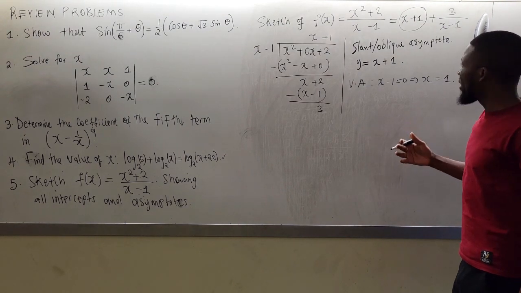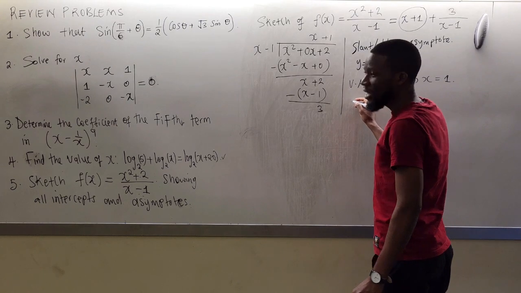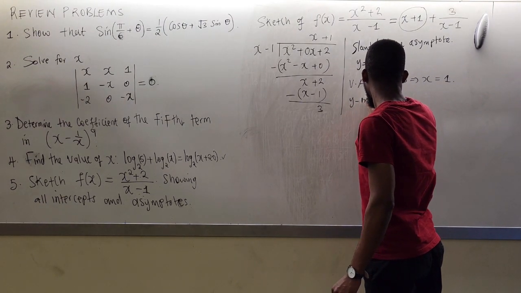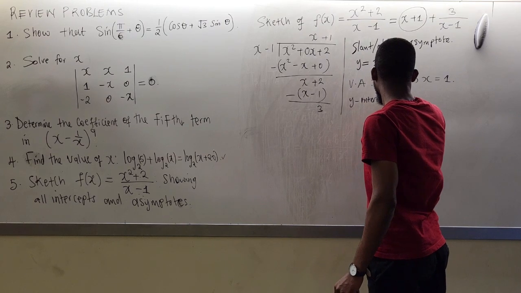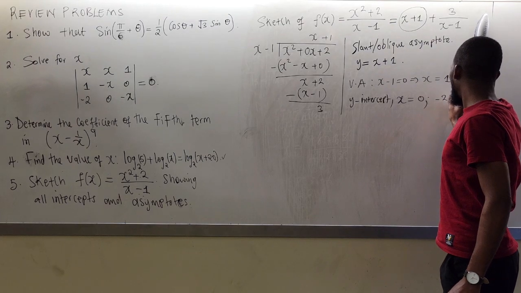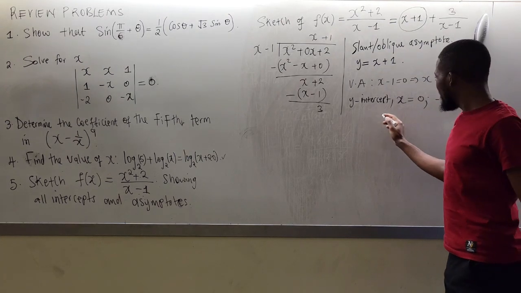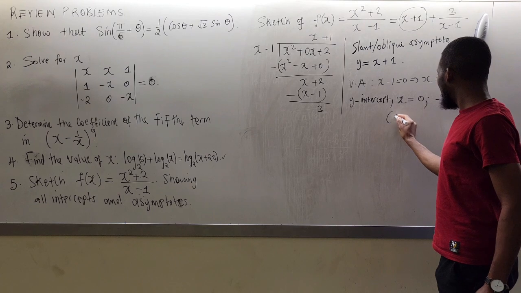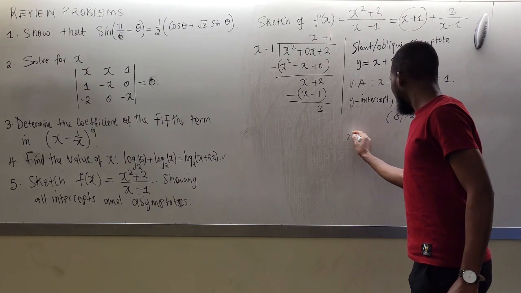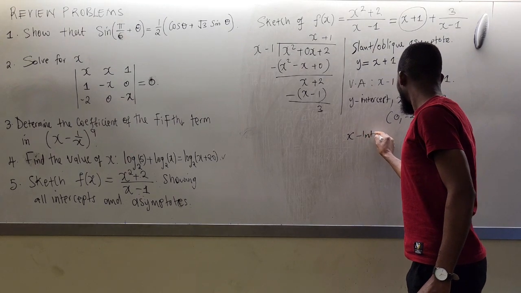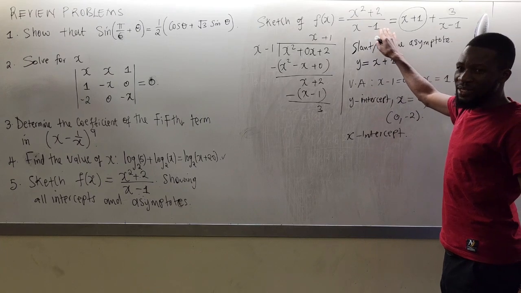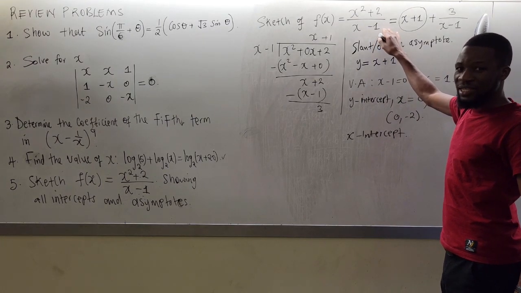Now I'm going to look for the intercepts. So let us look for the y-intercept. The y-intercept is 2 divided by -1, which is just -2. So this function has an intercept at 0, -2. Okay. Now the x-intercept. You can see that this function will not have an x-intercept.